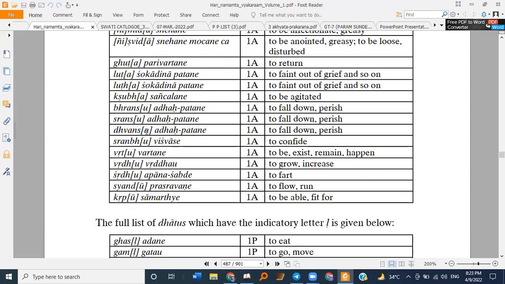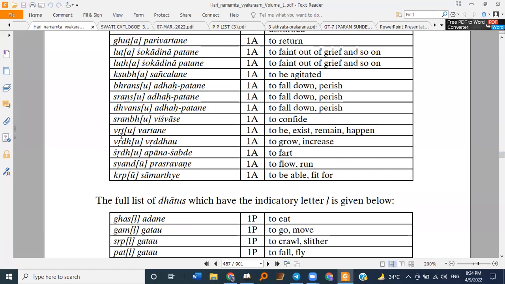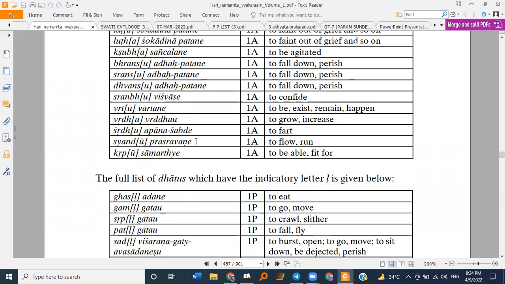Like annihilation. Srambhu vishvase. Srambhu. Then vritu vartane, so words like vartaman, vartana ityadi, vartate. Vridhu vridhau, words like vridha ityadi, vardhana. Shridhu apana shabde, Sindhu prasravane, Sindhu. Kripu samarthya, so kripa and so on comes from this kripu.